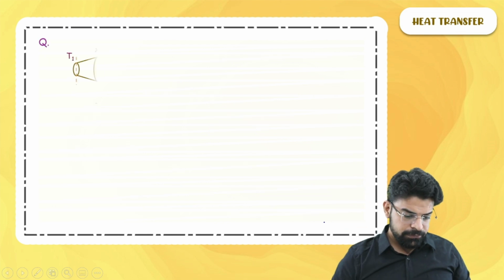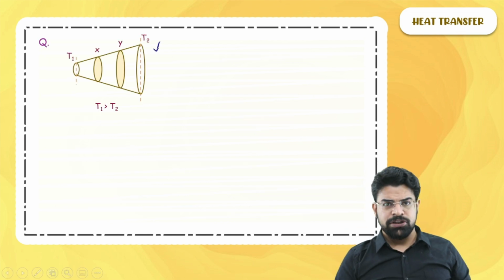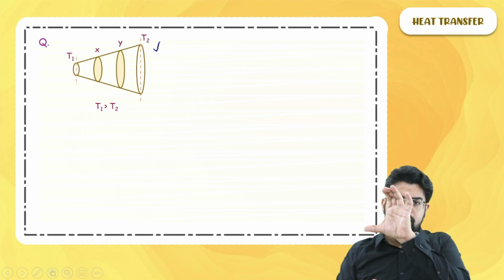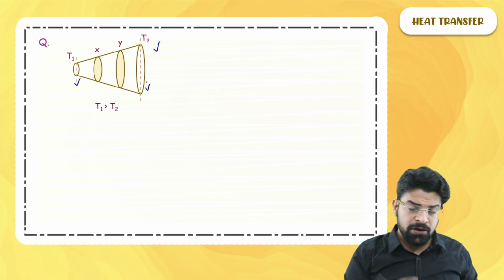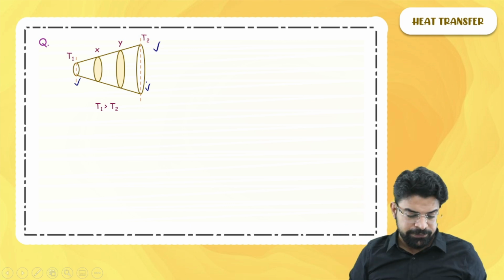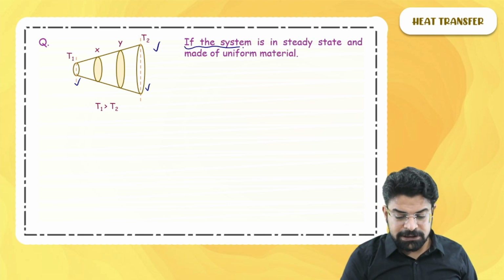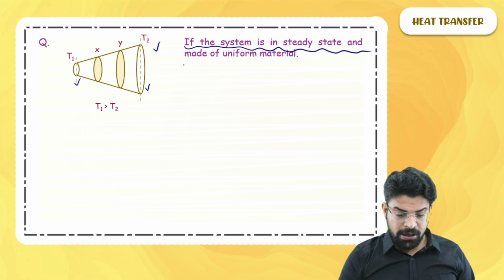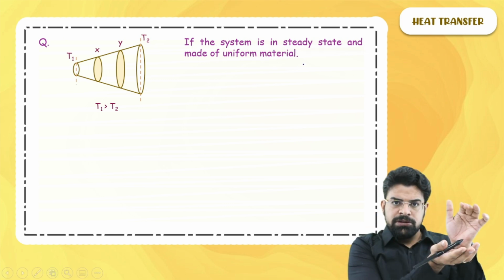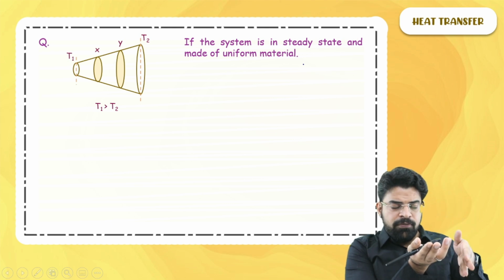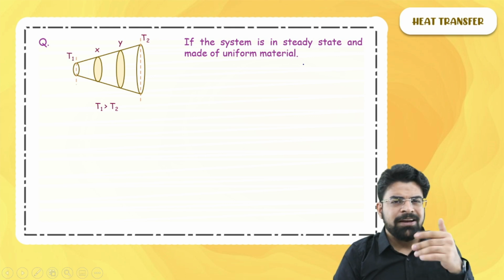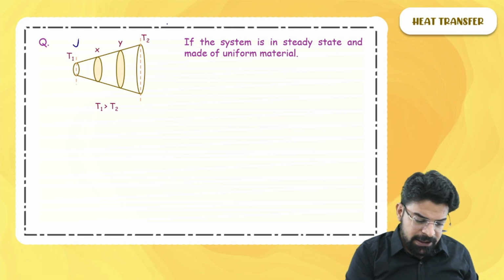Moving on, let's think of a question. Now rather than having a uniform rod, they have given me a truncated cone. As you go from the left end to the right end of this conductor, you can see that the cross-sectional area is increasing. The system is in steady state and made of uniform material. Let's say this whole cone, with the front part removed, is made of copper, and T1 is greater than T2.